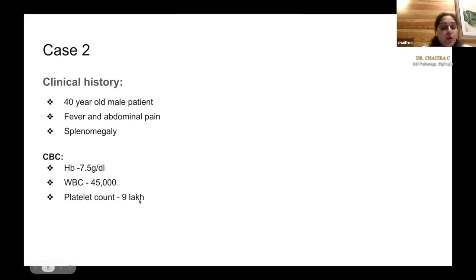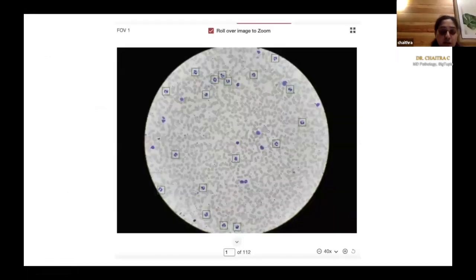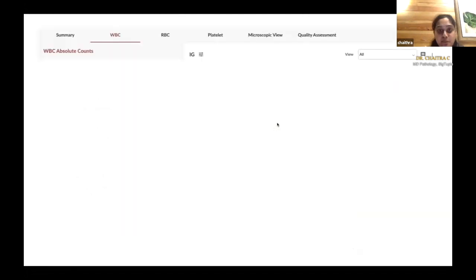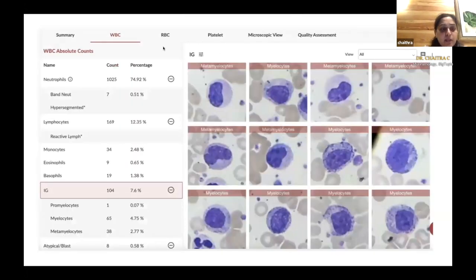9 lakh. So as Dr. Richa pointed out, the AI-enabled software gives the remote review. In this microscopic view, we could see neutrophilia with mild shift to left. The AI-enabled software here gives the differential count, including the blast count and the NRBCs along with the IGs.